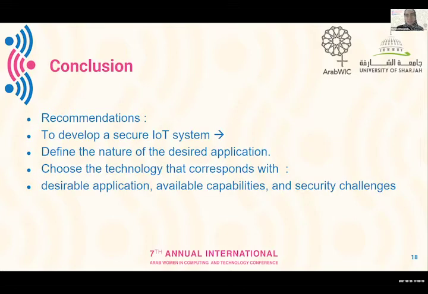For the conclusions, we have recommendations to design the IoT system by integrating it with the emerging technologies. To develop a secure IoT system, we should define the nature of the desired application. We should choose the technology that corresponds with the desirable application, the available capabilities, and the security challenges.